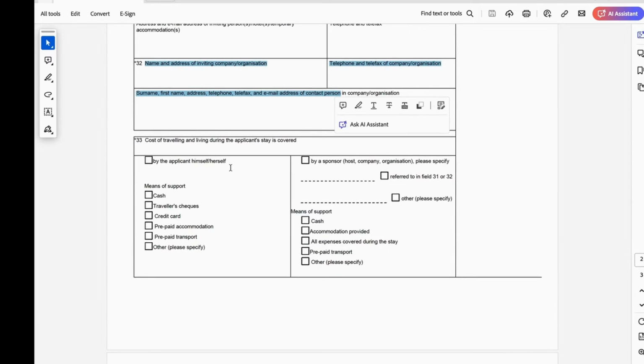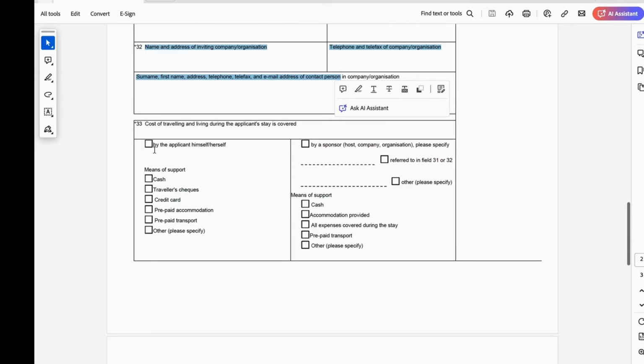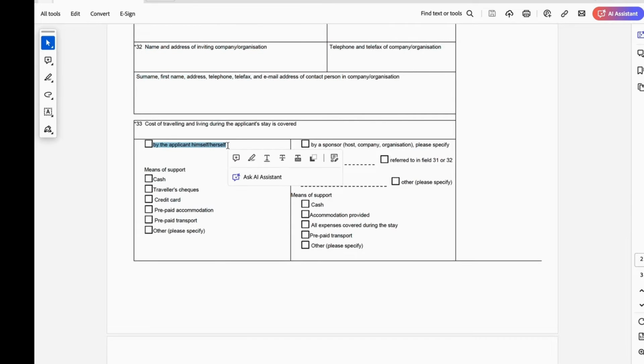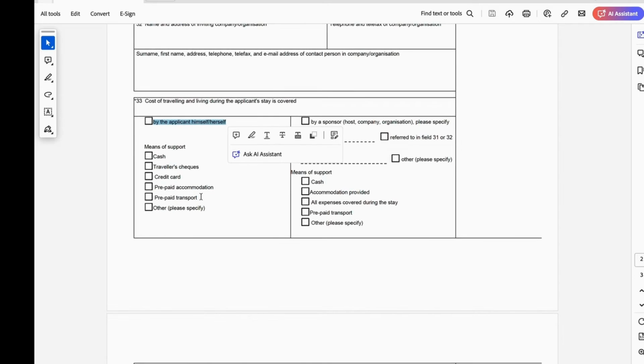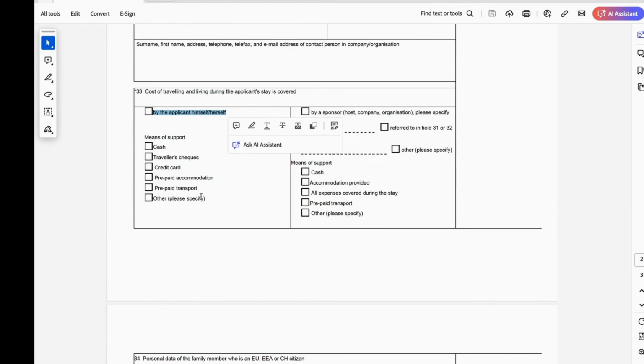Next comes the cost of traveling and living during the applicant's stay. Since it is on a tourist visa, I would fill this by myself. The applicant, that's me, is going to cover my own tourist visa as well as all the other costs of traveling and stay money. So that is what this box is about.